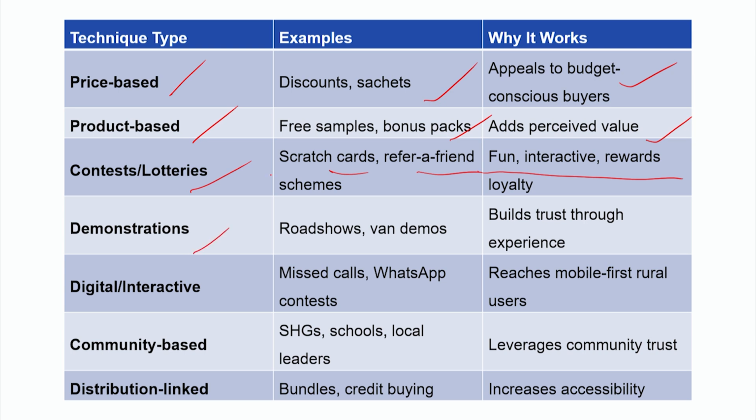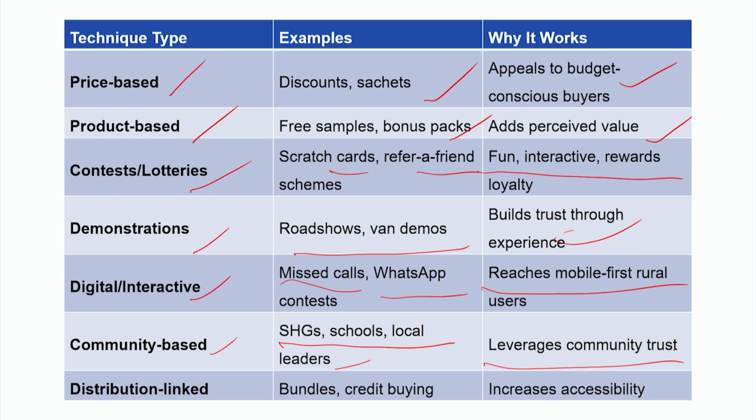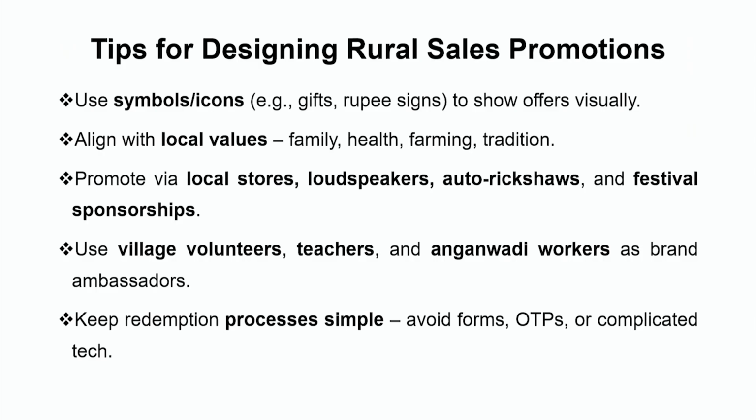In demonstration, we are using roadshows and van demos. It is going to build trust through experience. In digital interactive, we are going to have missed calls and WhatsApp contests, and it is going to reach mobile first rural users. In community based, we are using SHG, schools and local leaders. We are going to leverage the community trust amongst the rural people. In distribution linked, we talk about bundling and credit buying. Now, this is going to increase accessibility for rural consumers.